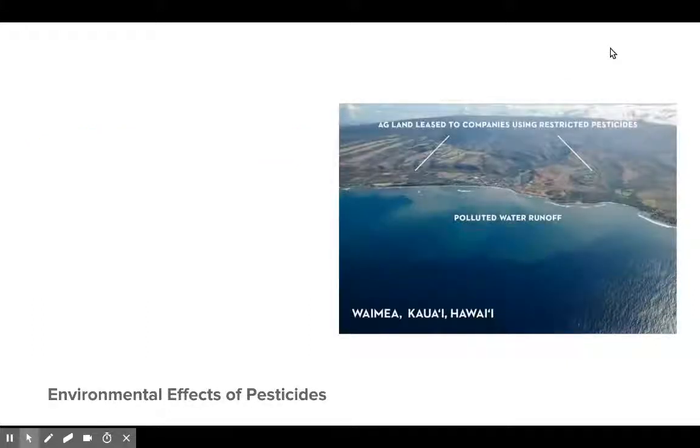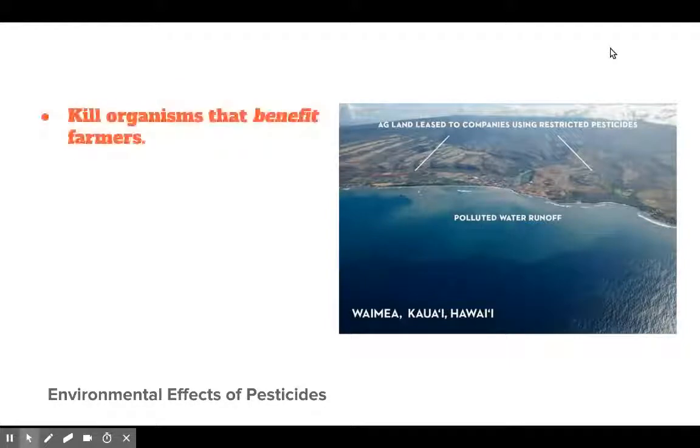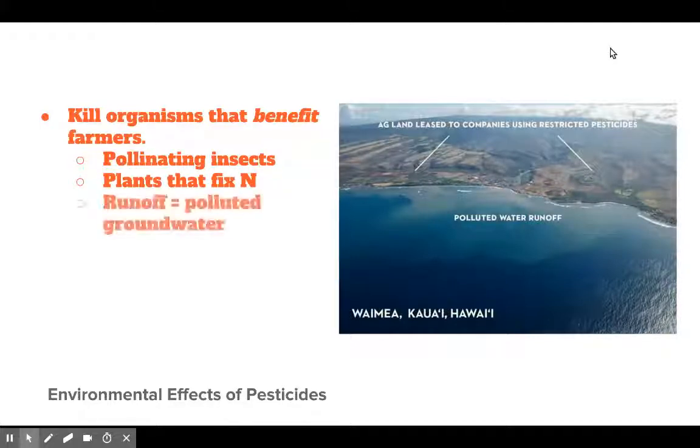And there are, again, environmental effects. What we'll have is they will kill organisms that benefit, especially those non-specific or broad-spectrum pesticides. So even things like bees, butterflies, things that you need to pollinate, plants that fix nitrogen will be killed off as well, and even that runoff.